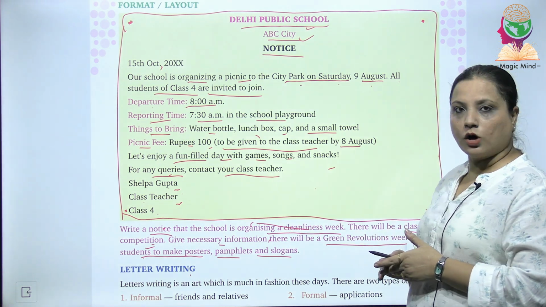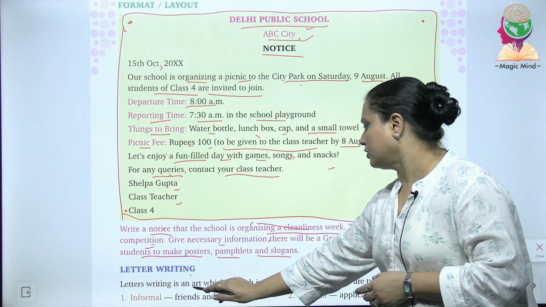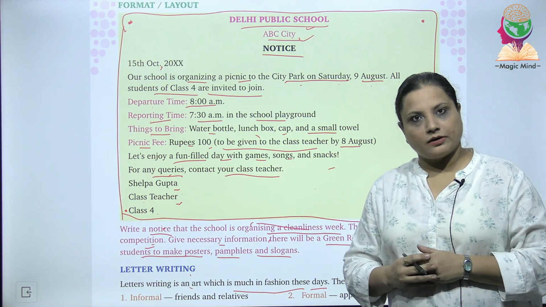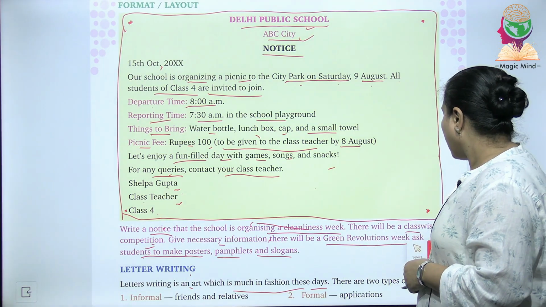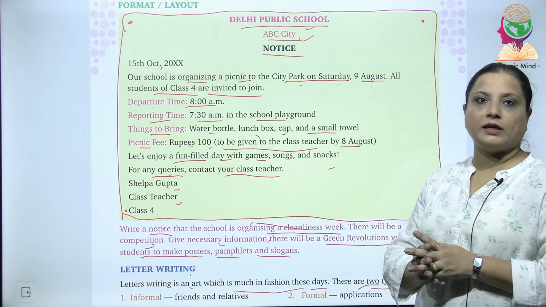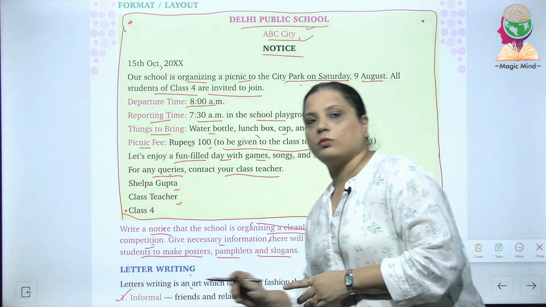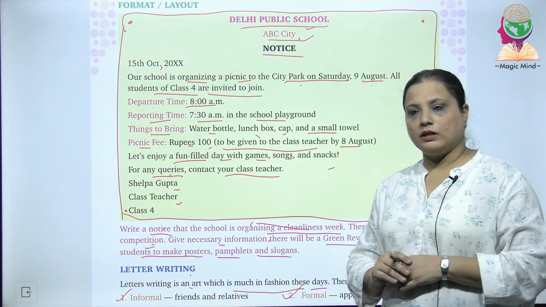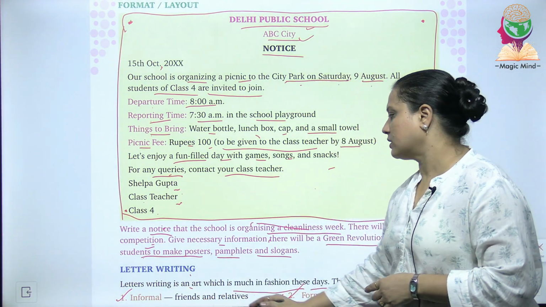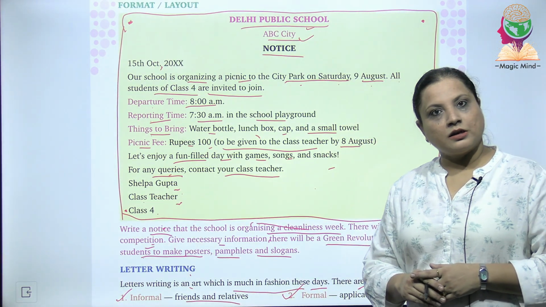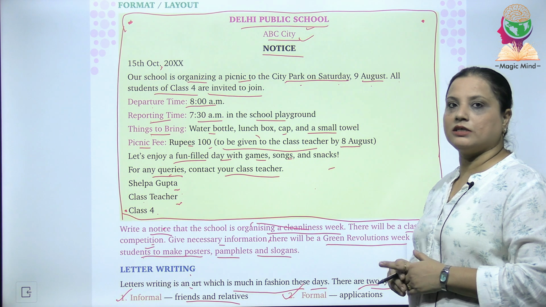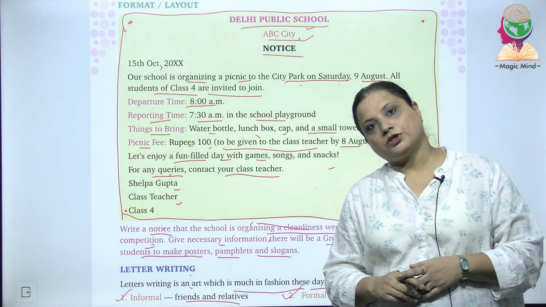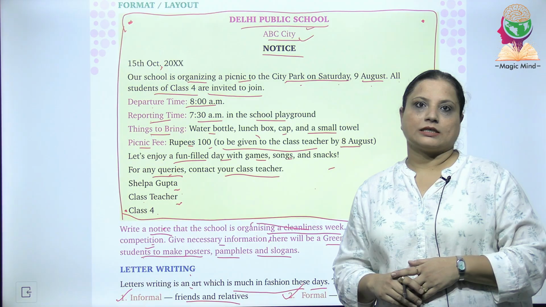Now letter writing is what? Letter writing is an art which is much in fashion these days. Nowadays people usually write letters and they are of 2 types. What are the 2 types of letters? There is informal letter as well as the formal letters. Informal letters are letters which are written to friends and relatives, whereas formal letters are letters which are basically applications and used in offices, schools, etc.